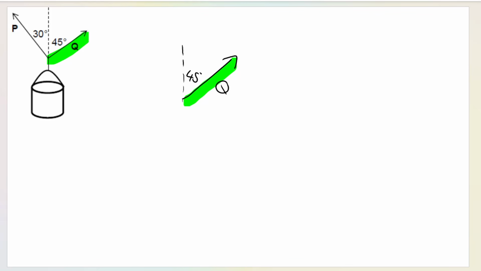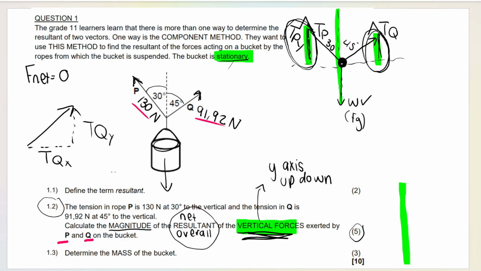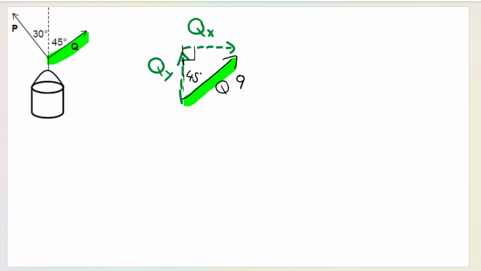They give me 45 degrees. I hope you would agree that Q is going up and to the right. So the X vector would be going to the right, that would be QX, and the Y vector would be going up. Together, up and to the right gives me Q. Remember, this is a 90 degrees, and we were told in the question that Q has a magnitude of 91,92 newton. Now, remember, I'm trying to find the vertical forces, so I'm trying to find QY.